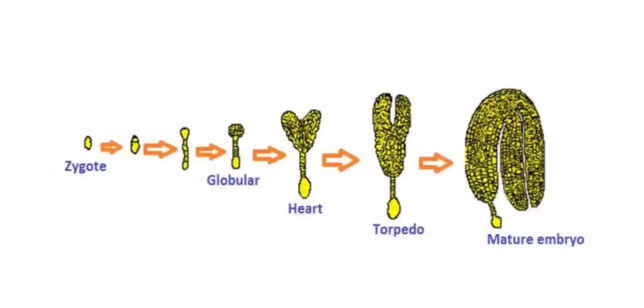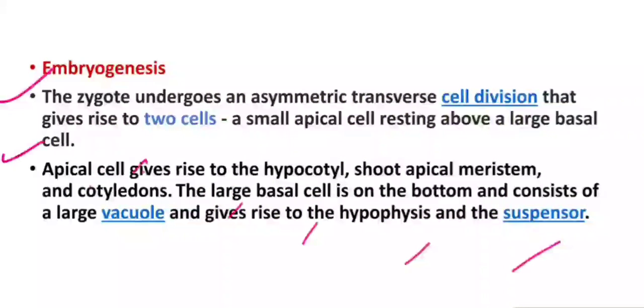Now these stages you can see in this diagram. The zygote will firstly form and undergo divisions. This is the 2-cell stage. Then the 8-cell stage will be formed. Then the globular, heart shape or torpedo stage will be formed, which will ultimately result in the formation of the mature embryo. Now embryogenesis, how this zygote will convert into an embryo. The steps are described over here.